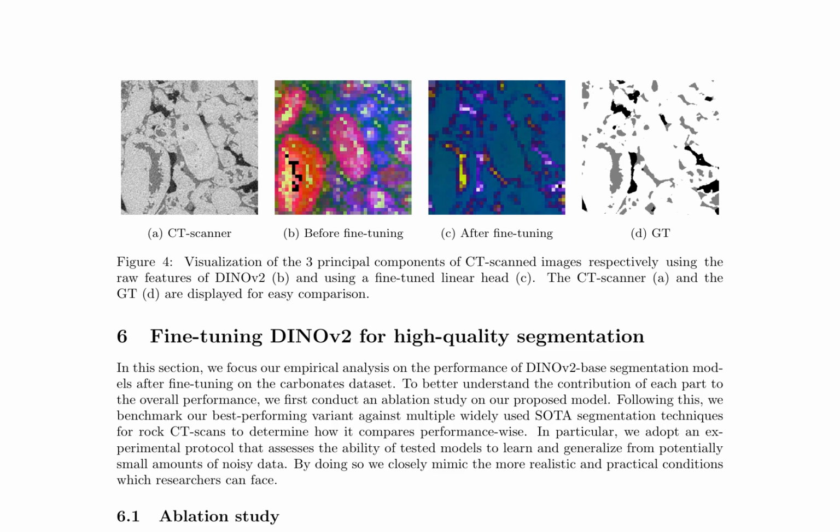This section delves into the performance of DINOv2-based segmentation models after fine-tuning on the carbonates dataset. An ablation study is conducted to understand the contribution of each part to the overall performance, followed by a benchmarking against multiple widely used state-of-the-art (SOTA) segmentation techniques for rock CT scans. The experimental protocol assesses the ability of tested models to learn and generalize from potentially small amounts of noisy data, mimicking realistic and practical conditions.